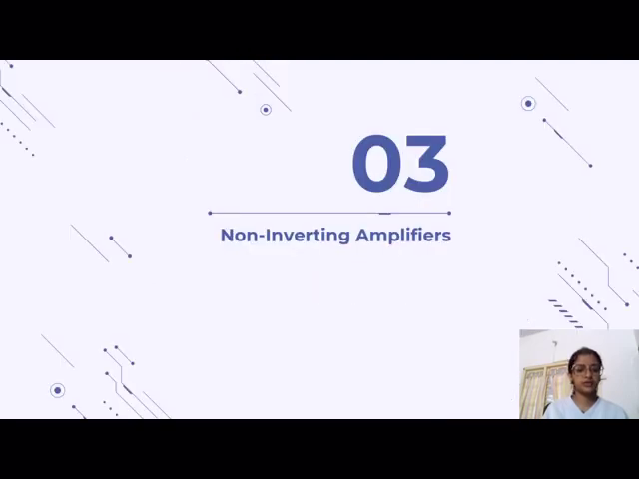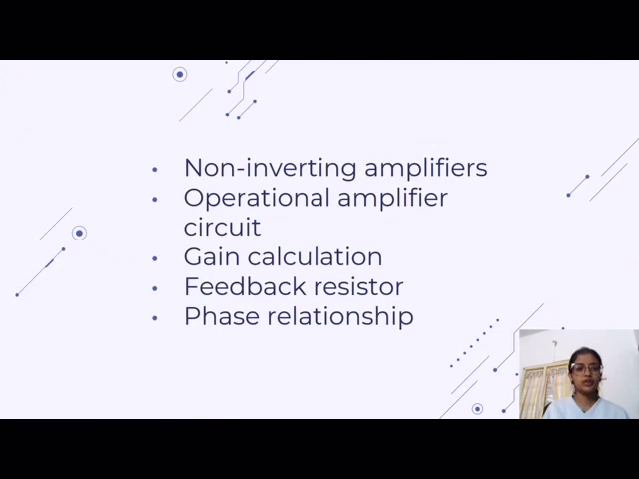Non-inverting amplifiers. Non-inverting amplifiers are a type of operational amplifier circuit that provides an output that is in phase with the input signal. The input signal is applied to the non-inverting terminal while the inverting terminal is connected to ground. The gain of the amplifier is determined by the ratio of the feedback resistor to the input resistor and can be calculated using the formula 1 plus R2 by R1.